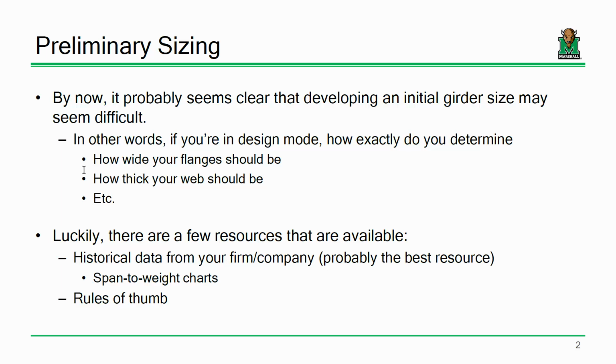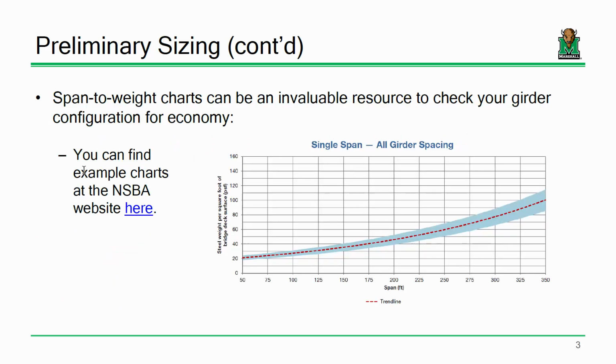They're going to have data on projects that they've been doing for years. And so usually you'll have companies that have developed things like span to weight charts, and they'll have just guides that they can use in-house to make sizing a lot easier. If you don't have that, and even if you do, I'd like to think that some of these rules of thumb I'm going to show you are pretty easy to use and can get you pretty close to the way there in terms of sizing a girder.